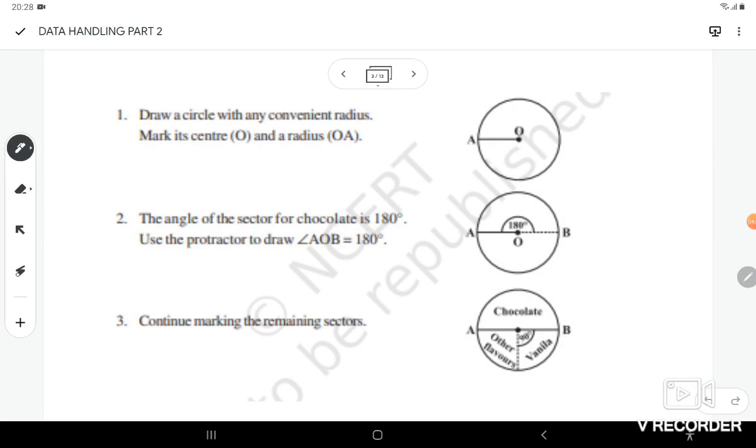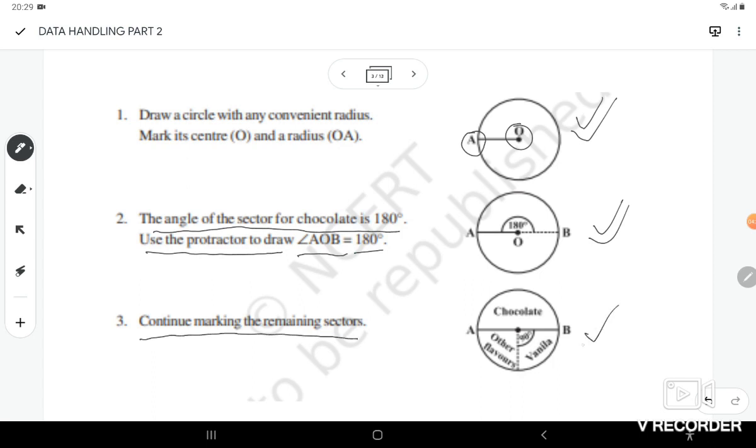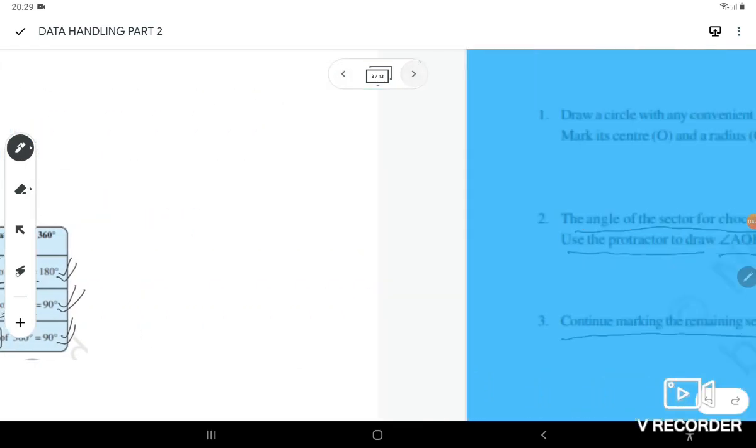Now let's see how we are going to construct the circular graph. First of all, draw a circle of any convenient radius and mark its center as O and radius as OA. We know that the angle of the sector for chocolate is 180 degrees, so use the protractor to draw angle AOB as 180 degrees. Similarly, continue marking the remaining sectors: for vanilla it's 90 degrees, other flavors is 90 degrees, and for chocolate it's 180 degrees.